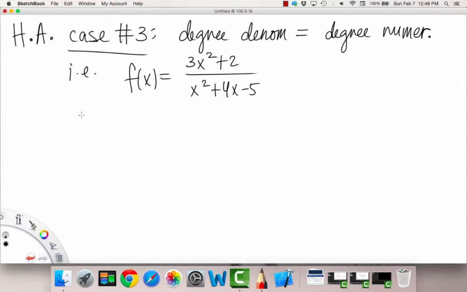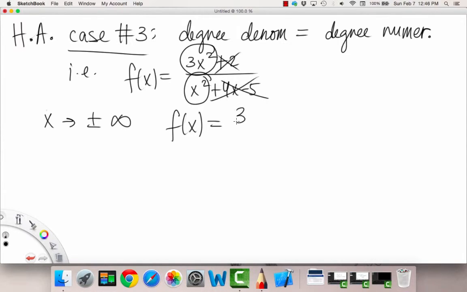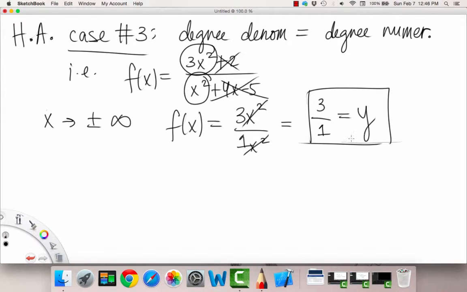Okay, so let's look at this. In the long run, as x goes to positive and negative infinity, what does f of x go to? Let's find the leading terms. This is the leading term on the top, and this is the leading term on the bottom. We see that the x squareds both cancel, because they happen to have the same degree on top and bottom. So what we end up with is 3, and this is equal to y. So this gives us our horizontal asymptote.